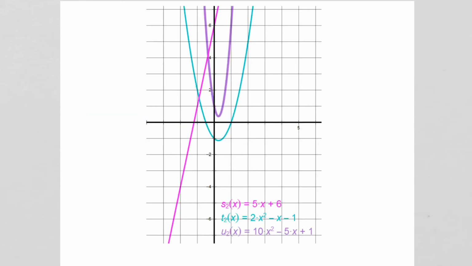And here they are graphed. I used the right colors. So this one's f of x. The pink one is just a line. The teal one is a parabola. And then when you combine them, you still have a parabola, but it's skinnier.